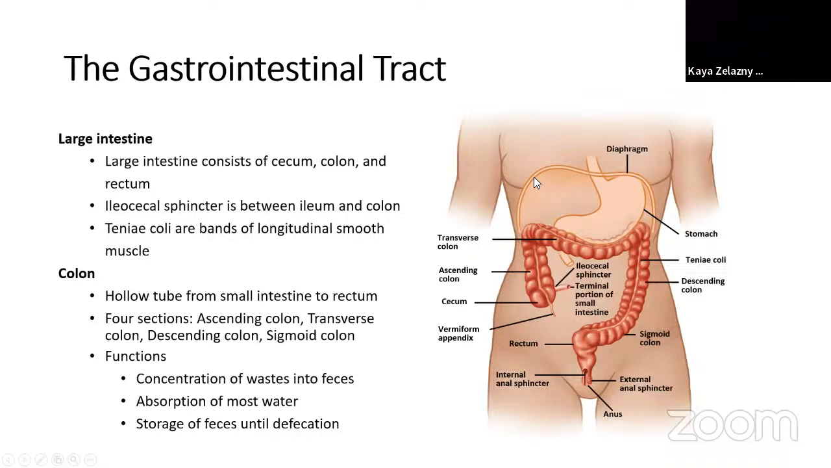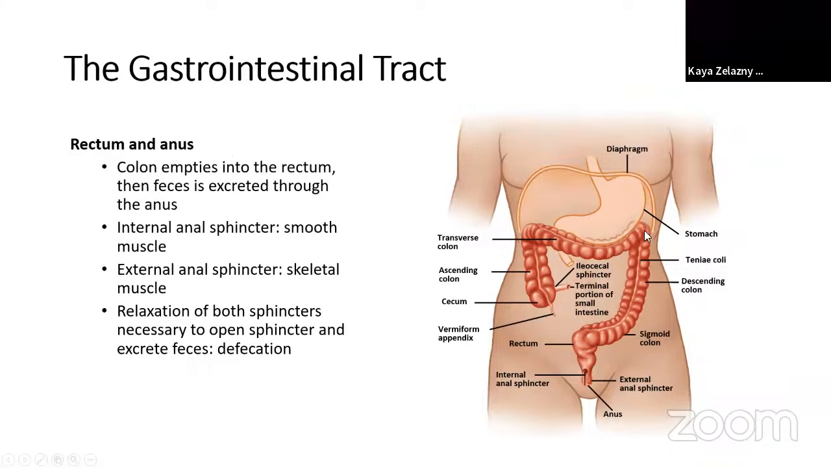So it can store quite a lot of feces. I think a normal amount is like up to like 7 pounds of feces stored in the colon. Right. Okay. The colon empties into the rectum, and then the feces is going to be excreted through the anus.